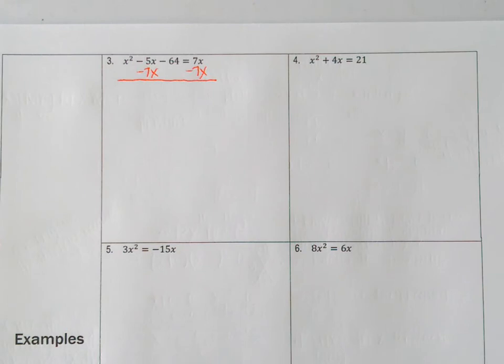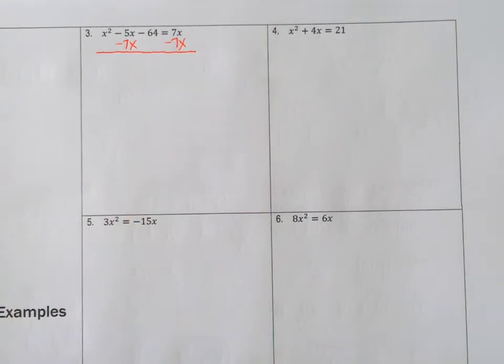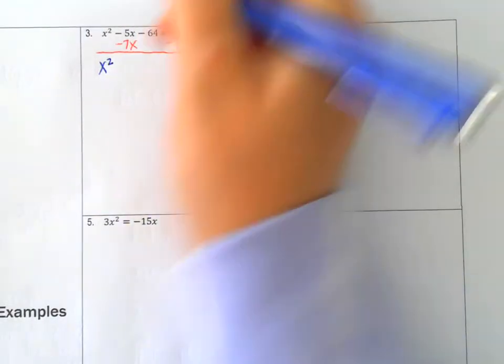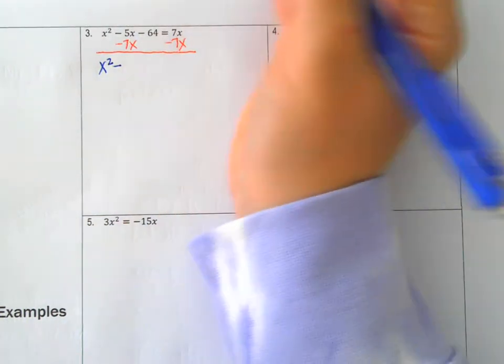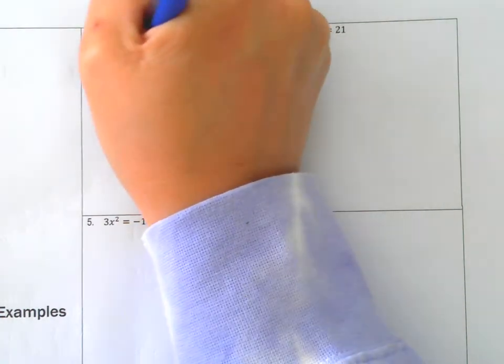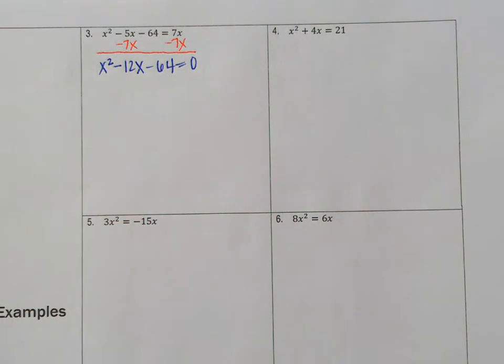I have to put a piece of paper under this because it's going to drive me nuts if I don't. Okay, so then I can write my equation. I have x squared minus 7 and 5 get me 12, minus 64 equals 0. Now that it's set equal to 0, we can go ahead and factor.